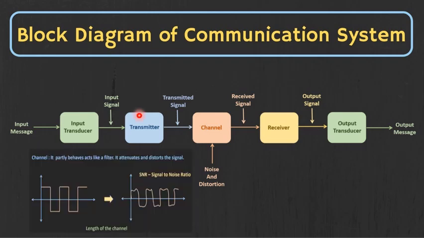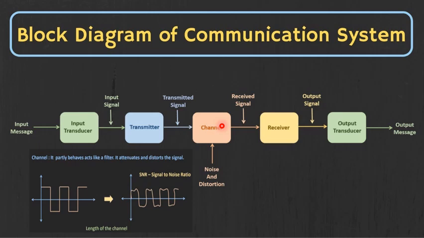This signal is sent over the particular channel. So a channel is a medium over which the signal is transmitted over a certain distance. This channel could be a physical channel like optical fiber or coaxial cable, or it could be a wireless channel like a radio link. This channel partially behaves like a filter and attenuates the different frequencies of the transmitted signal differently.